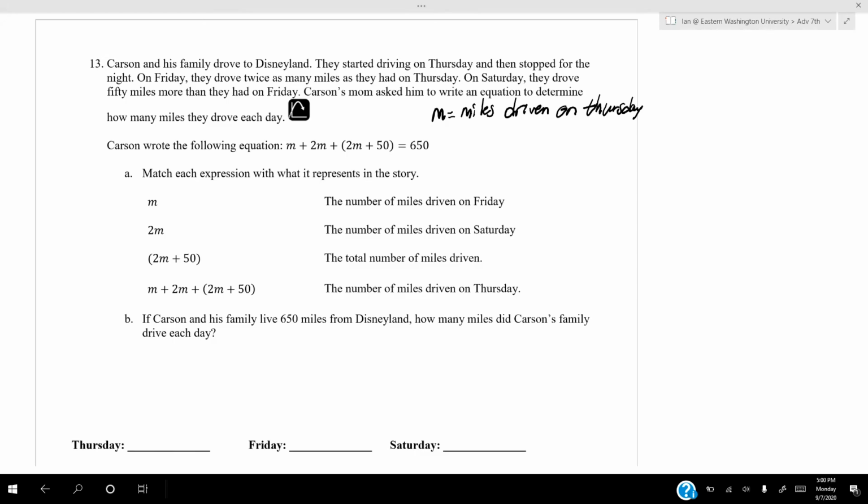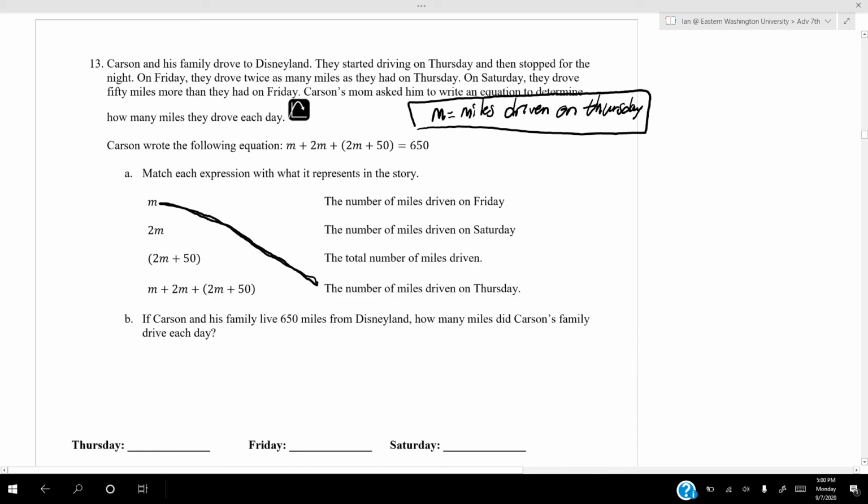So match the expression with what it represents. The number of miles driven on Friday. I don't know. The number of miles driven on Saturday? Total number of miles driven. Oh, we just figured that out here. Look, M is the miles driven on Thursday. So we're going to connect these. These two are connected. So then on Friday, they drove twice as many miles as they had on Thursday. So the number of miles driven on Friday has to be that 2M. And I'm going to leave the rest of this for you.